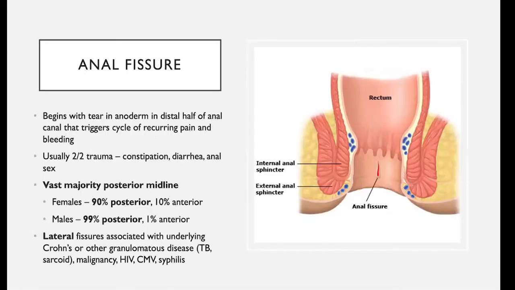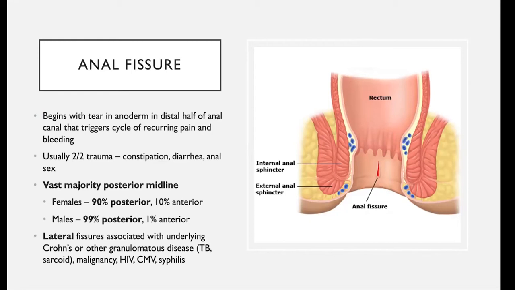Next topic is anal fissures. Anal fissures begin with tears in the anoderm in the distal half of the anal canal, and this triggers a cycle of pain and bleeding. Anal fissures are usually secondary to trauma, so a lot of times the inciting factor is a history of constipation or a lot of diarrhea. It can also happen from anal sex.